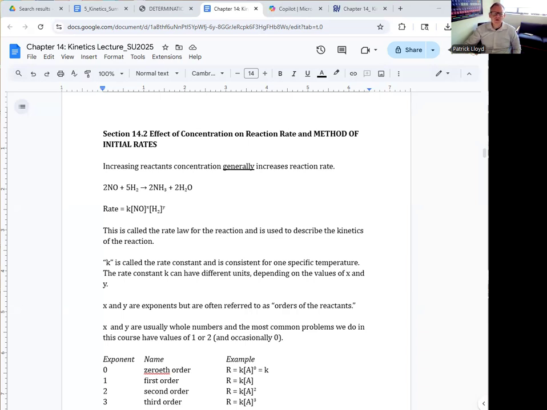In general, when you increase the concentrations of reactants, that tends to make reactions go faster. On average, the closer the reactant molecules are to each other, the greater the probability they are going to collide with each other and form products. So as you increase the concentration of the reactants, it tends to go faster. Now, there are some exceptions to that. There are some reactions where that's not the case, but generally it's true.